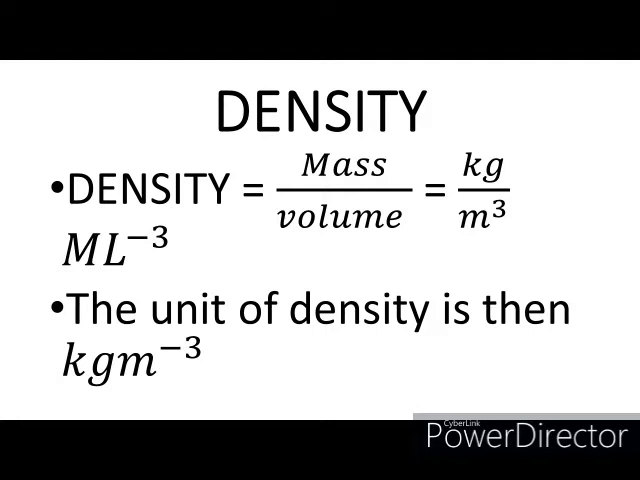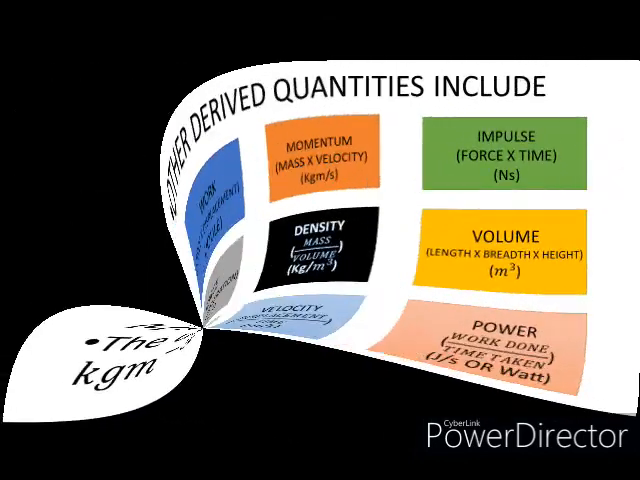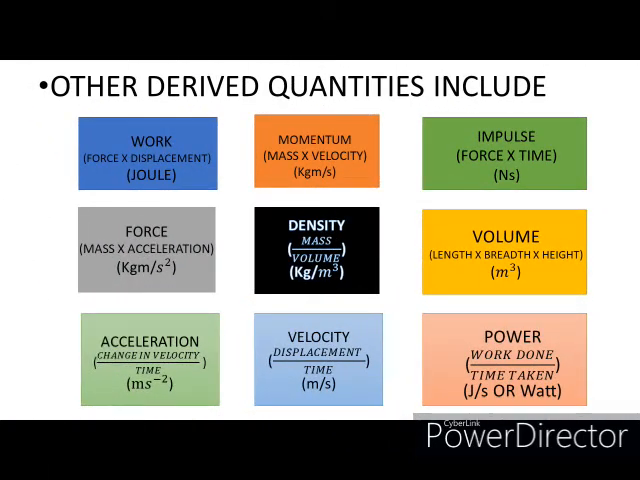So we have other derived quantities. I'm just going to run it down for you. We have the work, we have momentum, we have impulse, we have force, we have acceleration, we have velocity, we have power, we have moment. The list just goes on and on. But knowing these derived quantities is not enough. We also need to know how they can be derived. That is, their formula and their units.